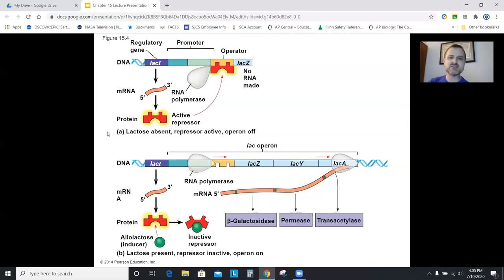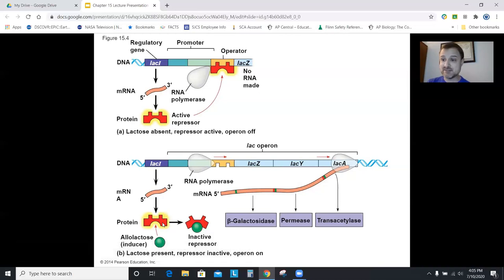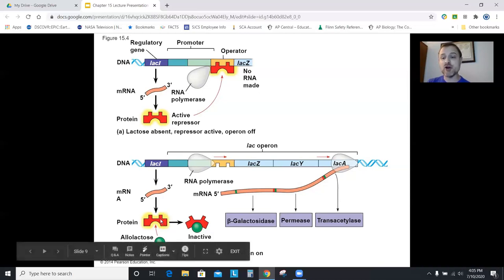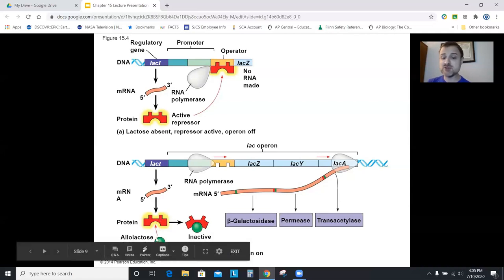So this is a similar picture to the trp operon, right? Here I need three genes to make lactase. Here's the promoter, here's where the repressor binds. In this case, the difference is the repressor is initially active, and the inducer is what turns the repressor off, okay?